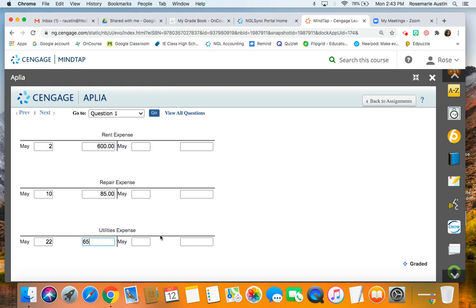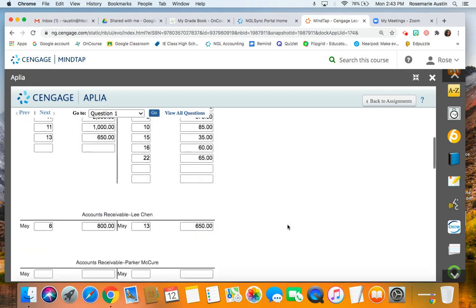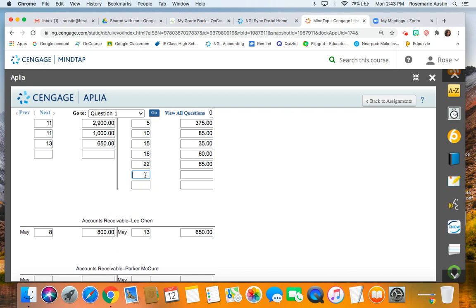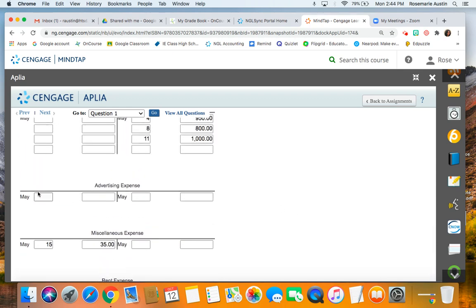Now, May 23rd is the next one, paid cash for advertising. So this looks like it might be our last spot for May. Oh, no, not yet. We have one more for cash. So 23rd, paid cash for advertising, and it was $105. So that's going to go down with a credit entry of $105. And then we need to find an advertising expense, and it should be in here alphabetically, and there it is. And it is the 23rd. Debit this for $105.